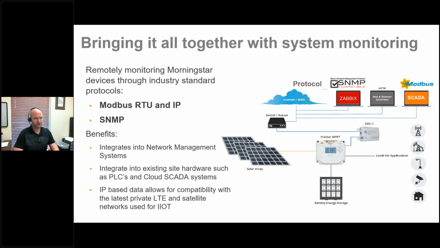So we make these protocols open. They can be integrated. In many cases, we've worked with many partners such as Zabbix and others in network management systems. We've been supported by a lot of cloud HMI systems that use SCADA for Modbus IP, and we provide a lot of support for those integrations. So feel free to reach out to us about that.